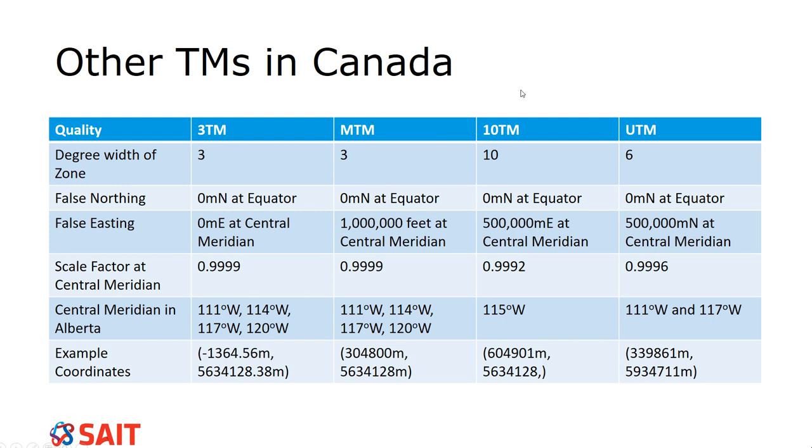We also have MTM, which is known as the modified transverse mercator. It is also 3 degrees. It is also the same scale factor. It is also the same central meridians. The only difference is the false easting.